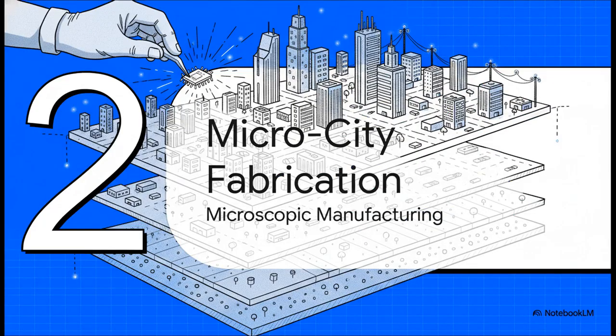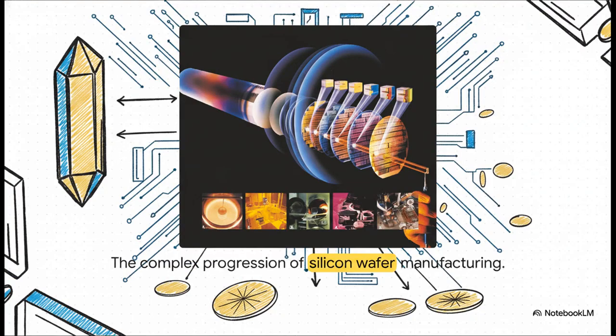Moving into Section 2, Fabricating a Microcity, Manufacturing at the Microscopic Scale. So how do we actually put millions or even billions of devices on one chip? Well, imagine we aren't just building electronics. It's more like we're constructing a highly complex microcity, layer by microscopic layer, inside incredibly controlled cleanrooms.